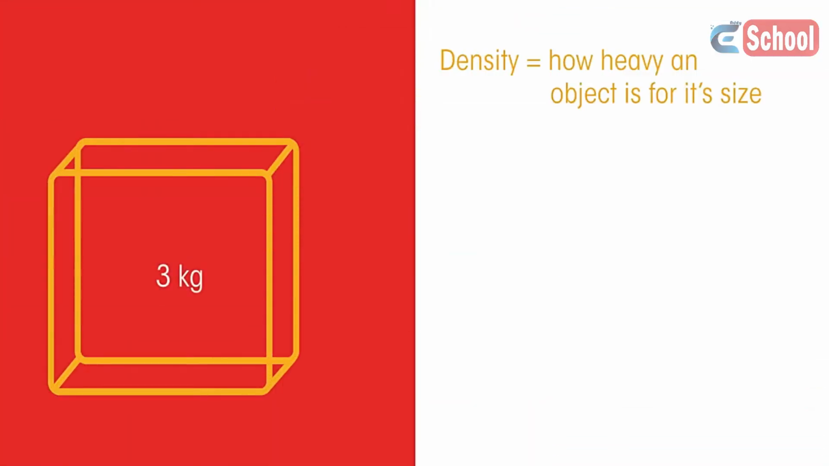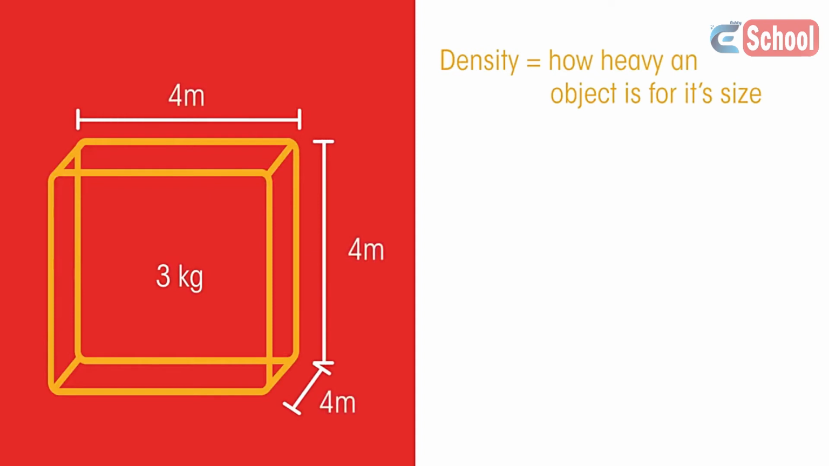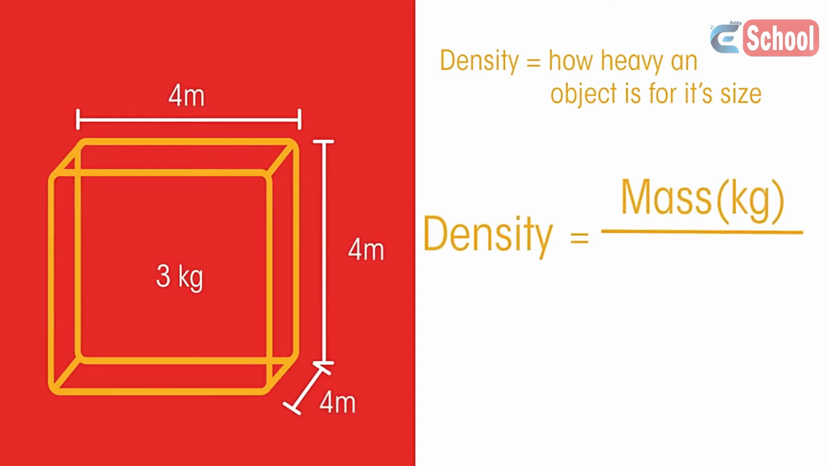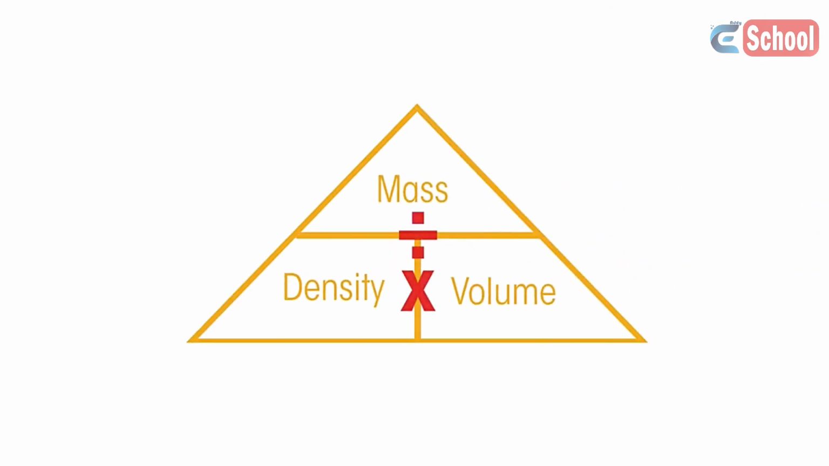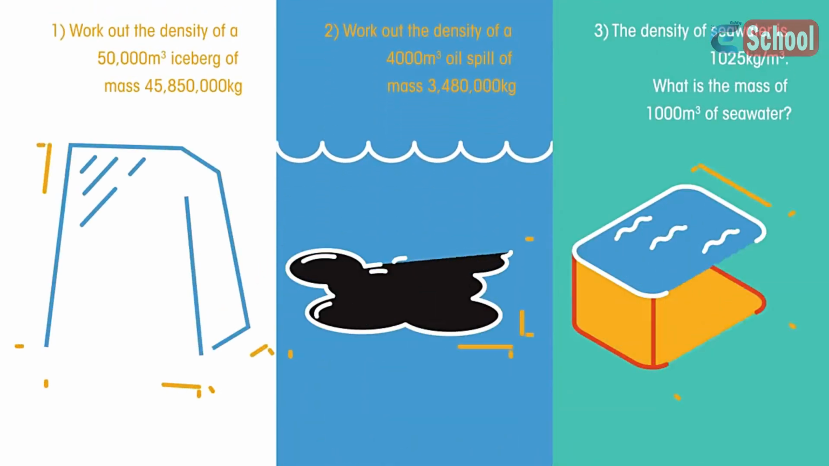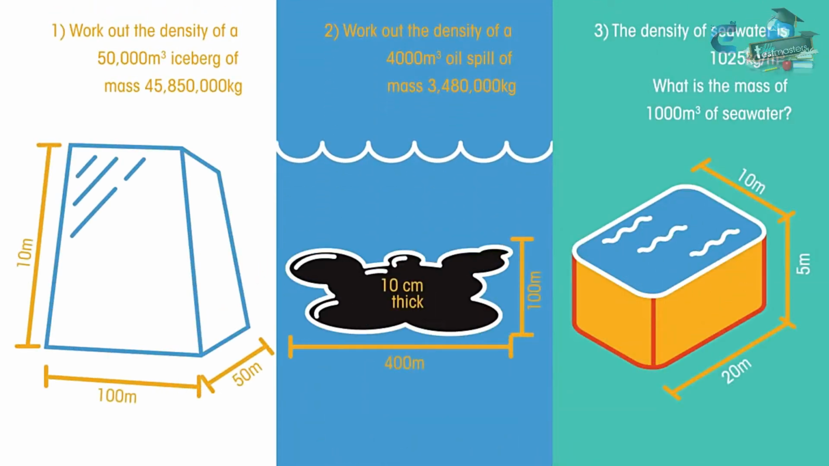Density is how heavy an object is for its size. To calculate the density of an object, divide its mass in kilograms by its volume in cubic meters. These are the units used for density. Using this formula, give these density questions a go. Notice that question 3 is a little different.